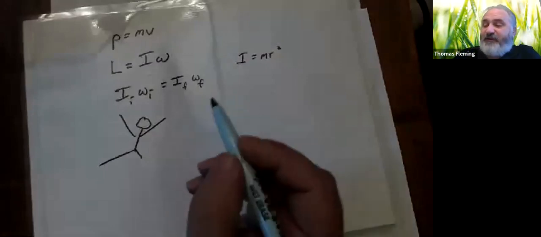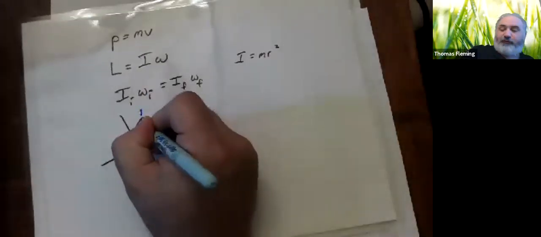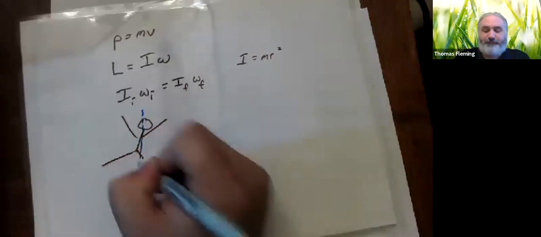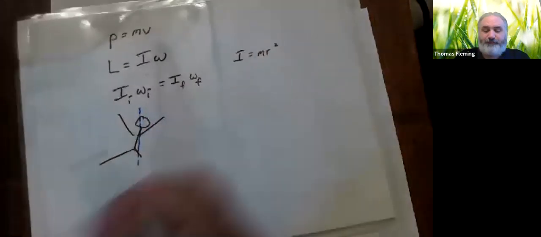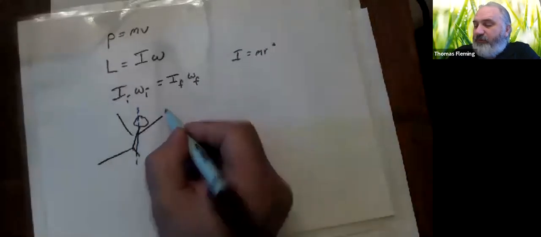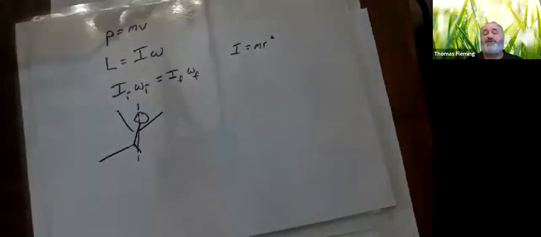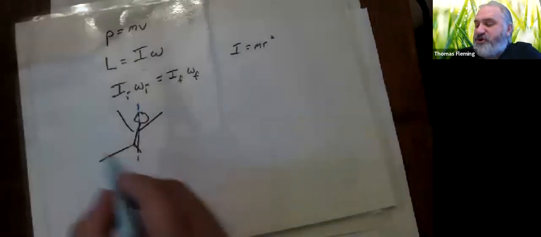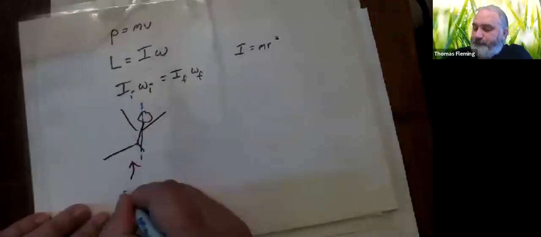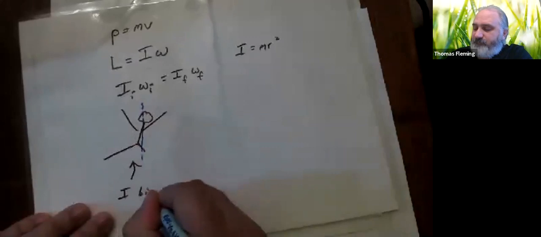So what's going to happen is, if you're this skater, you have an axis of rotation. They're spinning around that axis. The mass in their arms and leg, they're very far from the axis. So the r for that part of their body is quite large. And what that means is that the moment of inertia is big.